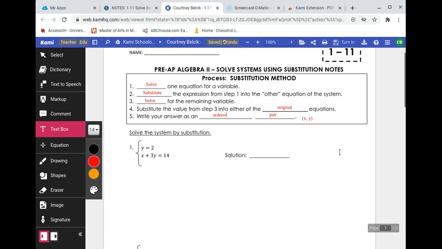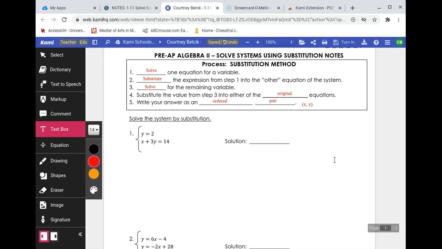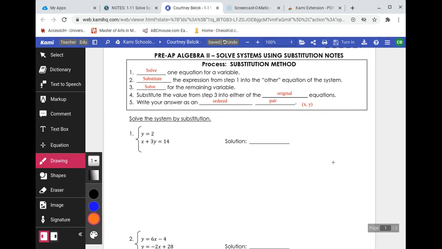So I'm going to try and keep my steps on the top, and I'm going to use my drawing tool now to solve the system by substitution. So step 1 was to solve one of the equations for a variable. Well, in the first equation, we have y equals 2, and it's already solved for. We want to substitute what y equals into the other equation. So y equals 2, I'm going to circle the 2, and I'm going to put an arrow for the variable y because that's what y equals. So that's where I'm going to substitute.